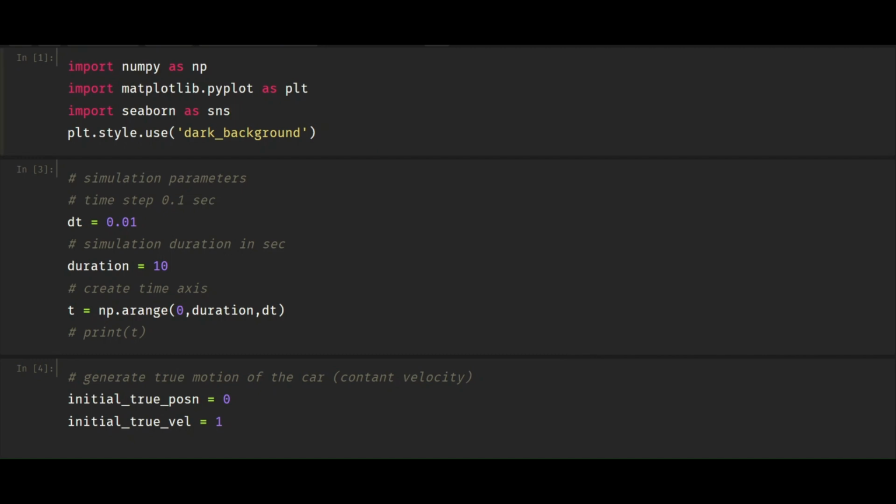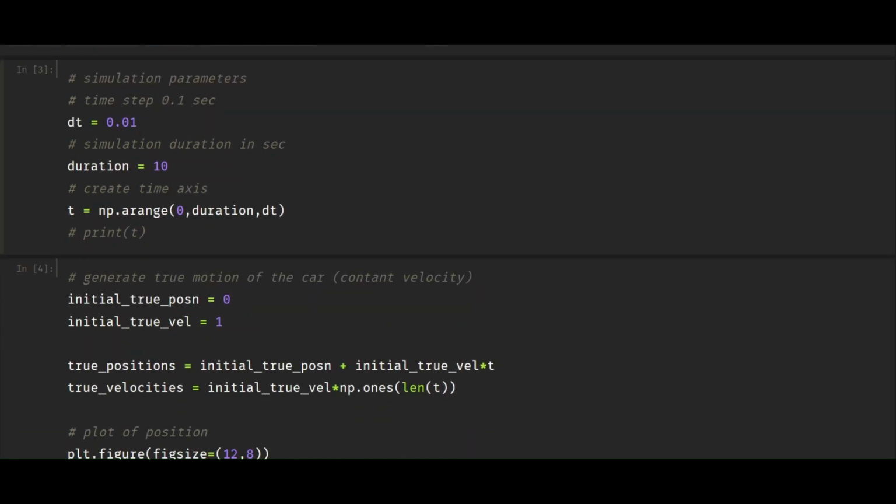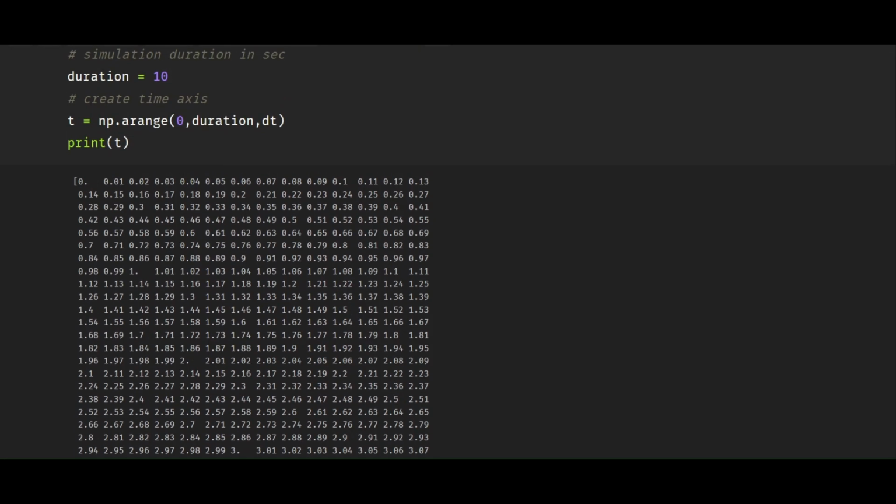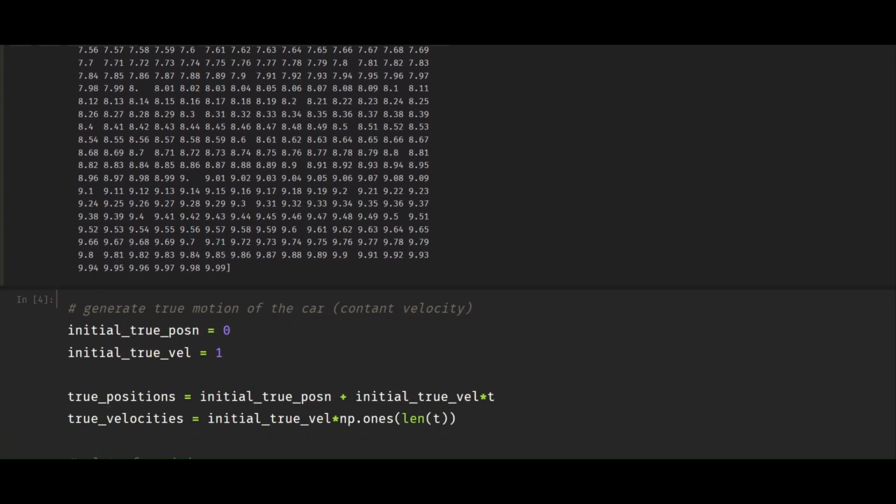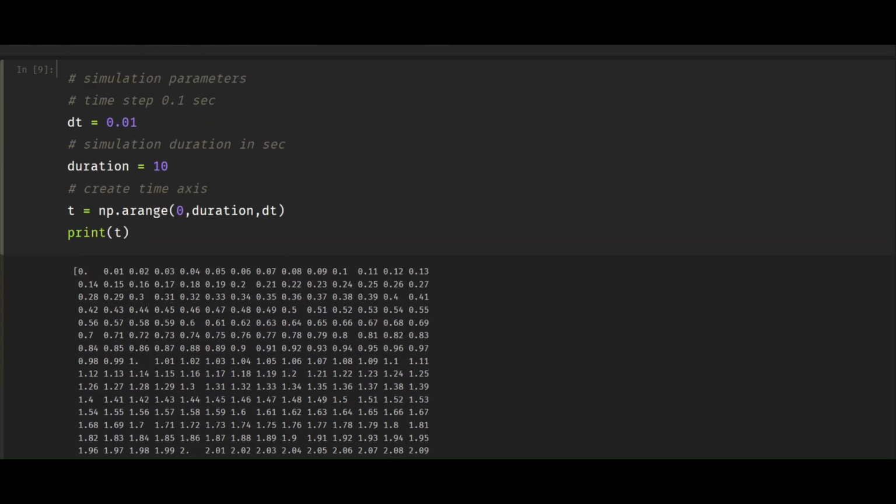So for that, I will download some libraries. I'll load some libraries here, and I will set up some simulation parameters. In our simulation, we will start with a time step of 0.01 seconds, and simulation duration is 10 seconds. This will give us a clear and detailed picture of the car's motion over time. Essentially, I'm building the time axis starting from 0 to 10 seconds. So let me just show it to you. So this is the time axis starting from 0 going up to 9.99 seconds.